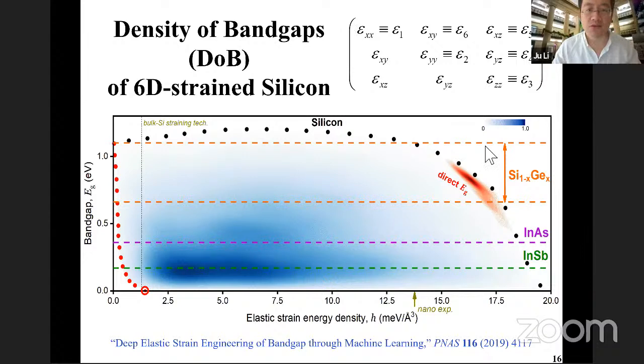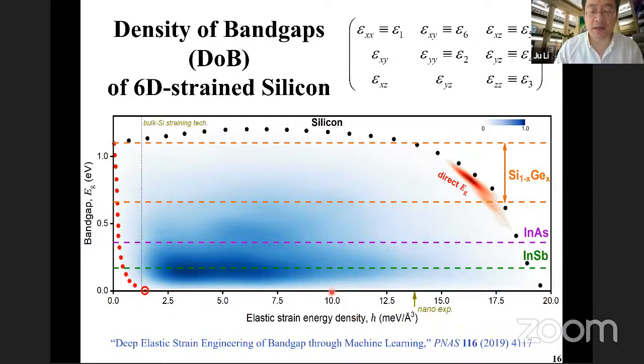to visualize it. So this is in milli electron volt per angstrom cubed. So how much elastic strain energy you inject into your unit cell. And what we are plotting is the so-called density of band gap. In other words, if I say I take 10 milli electron volt per angstrom cubed, there are many, many elastic strain combinations which can give me this strain energy density.